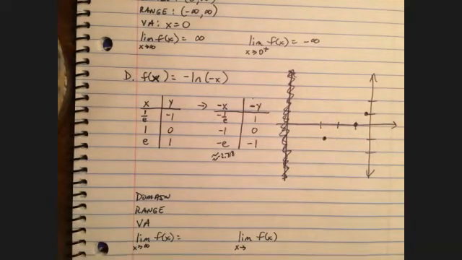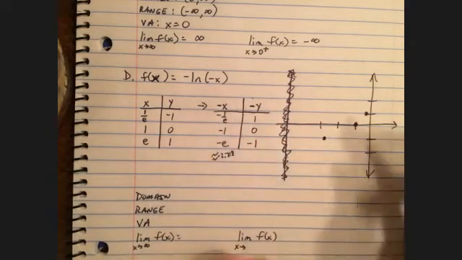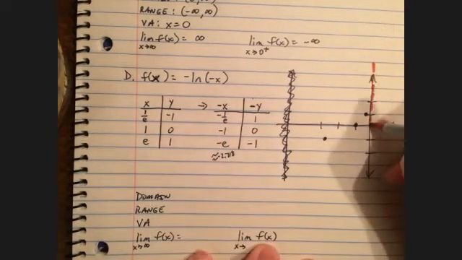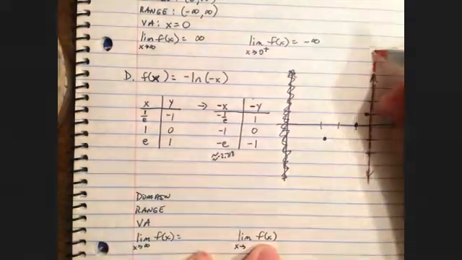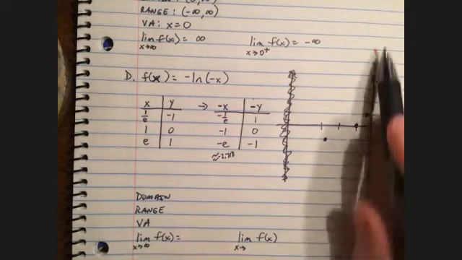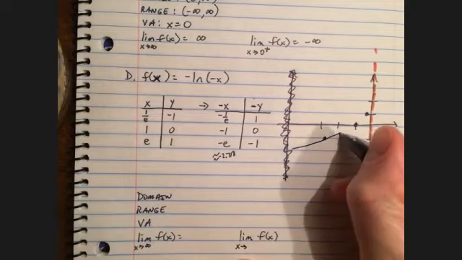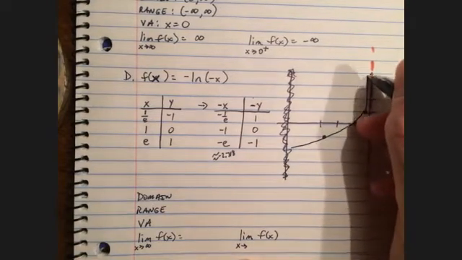Once again, vertical asymptote. We're not doing any type of shifting left or right. All these reflections are not going to change anything as far as our vertical asymptote is concerned. So our vertical asymptote is still the y-axis. So now we can make our graph. And there we go.